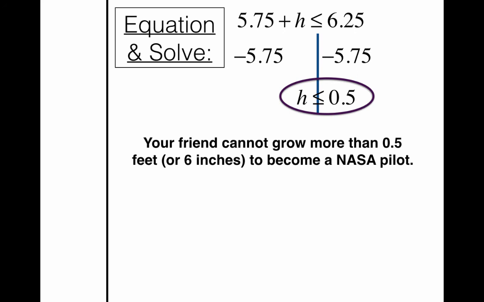That's what that means. Alright guys, so we're going to wrap up this video. I hope you followed along in those examples pretty well. You're practicing putting the line down the middle, solving for your variable, and then graphing it on a number line.